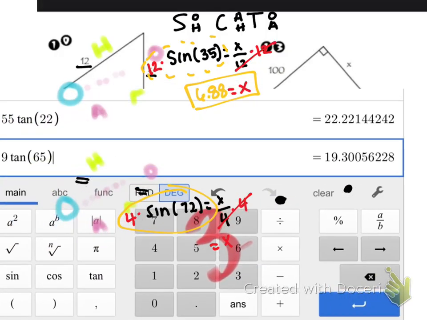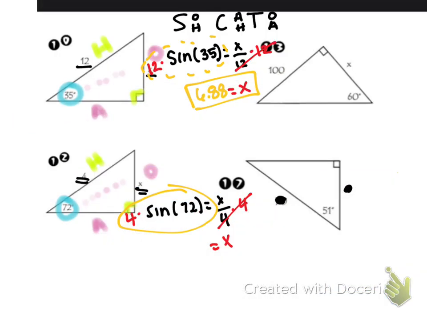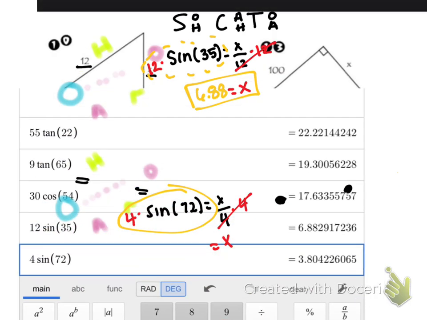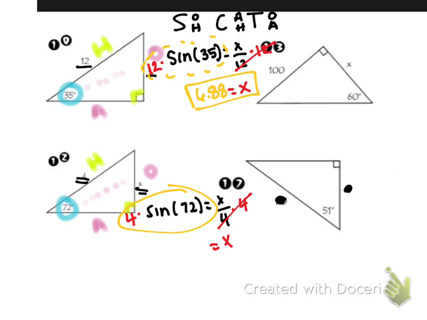Let me see, this is number 12. All right, 4 sine of 72, you should get an answer of 3.804. So go ahead and write that down. 3.80 would be our answer for number 12.